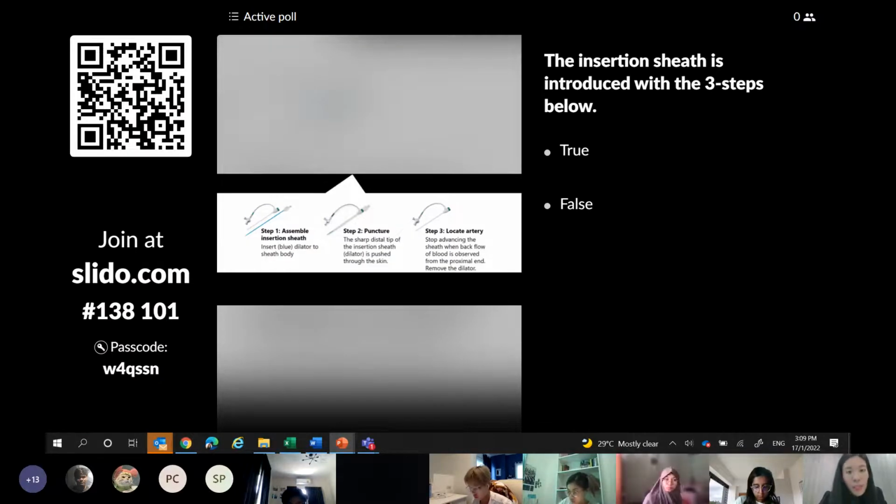Okay, so this image is a bit small, but if I tell you that these 3 steps are basically the steps to introduce the insertion sheath into the patient's body, is it right? So the first step, we assemble this blue device into this introducer sheath, put them together. That's called the dilator, and I'll then push this insertion sheath into the patient's body. Once I locate that there's actually blood, then I will pull the dilator out. Is it right? Is this true or false?